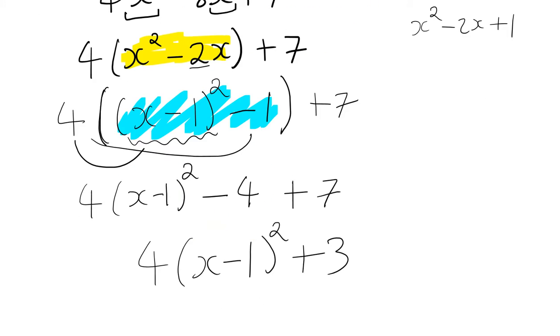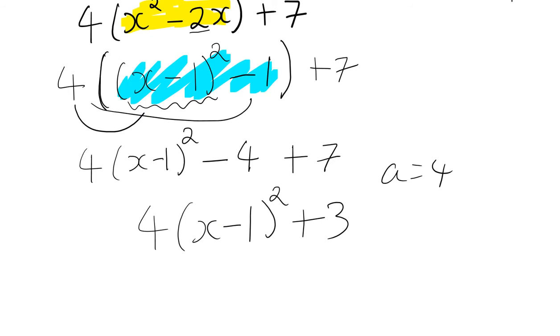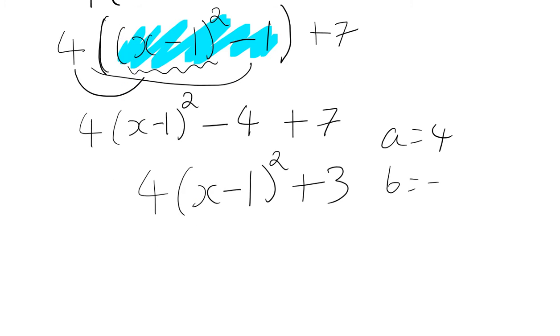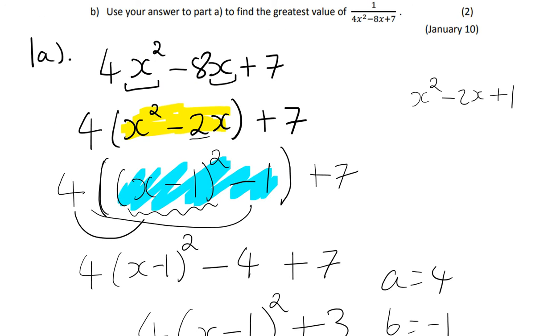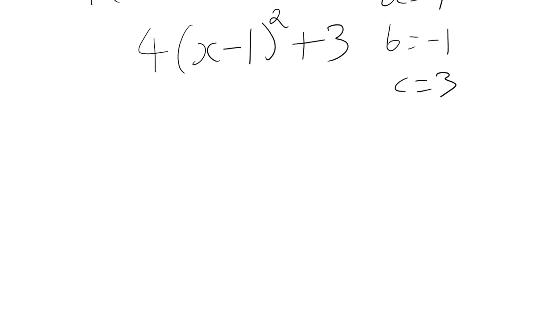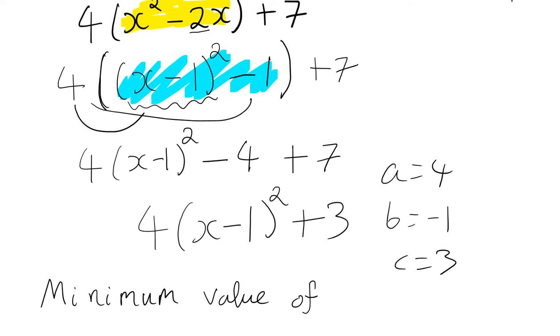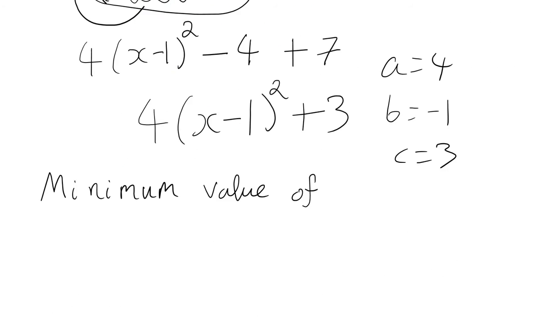So a is 4, b is minus 1, and then c is equal to 3. In part b, we want to use our answer to a to find the greatest value. What I'm going to do is, first of all, find the minimum value of the main function. The original function was 4x squared minus 8x plus 7.